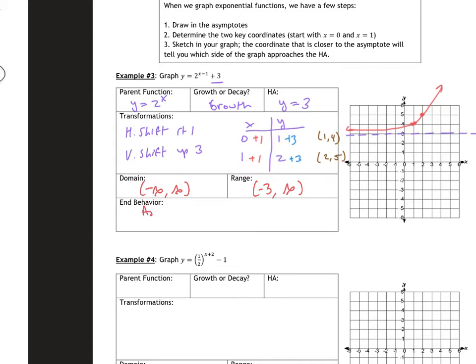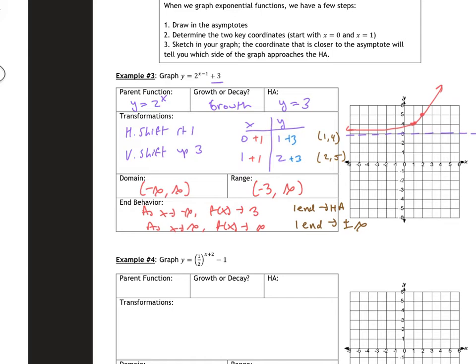So in end behavior, as x approaches negative infinity, my function is going to approach the horizontal asymptote, which is 3. And then as x approaches positive infinity, my function goes up, so it's going to approach positive infinity. So what we have here, kind of a hint, one end, I want to do one arrow. One end will always approach the horizontal asymptote, and one end will approach either positive or negative infinity based off of growth or decay.